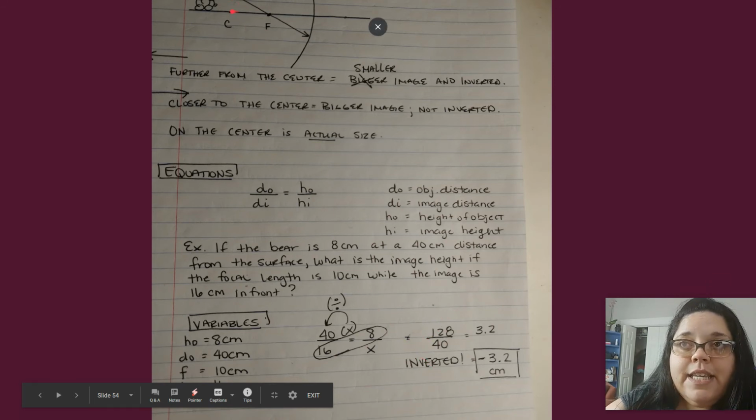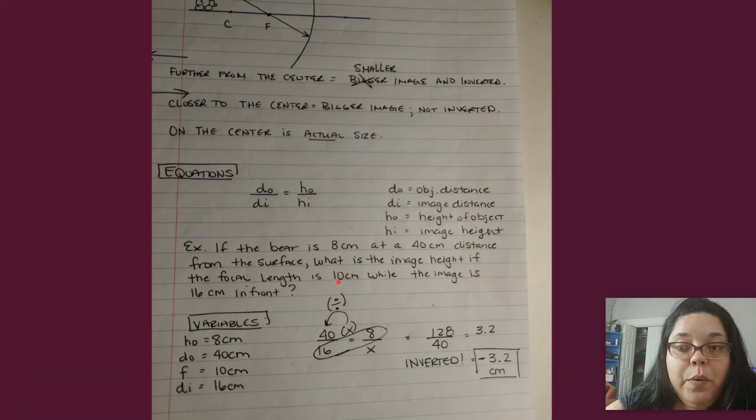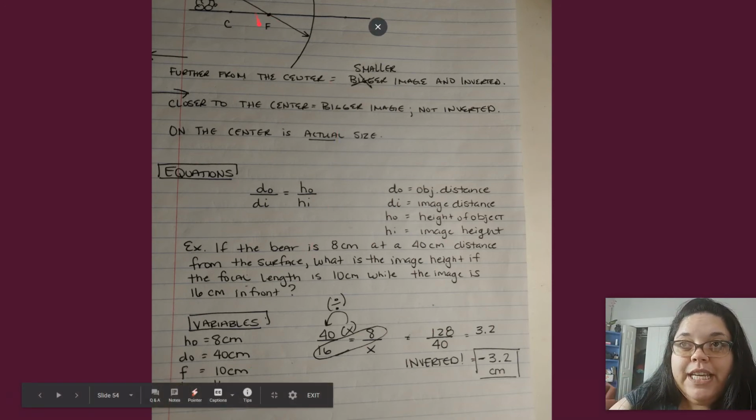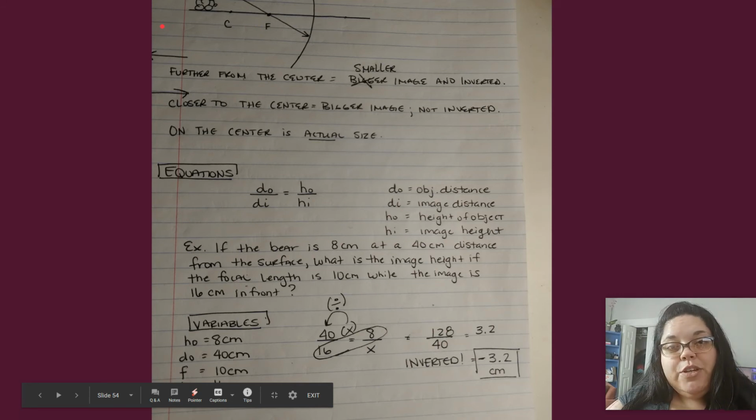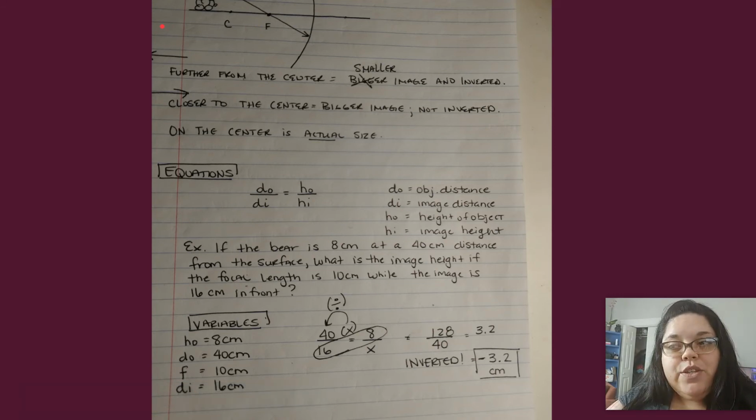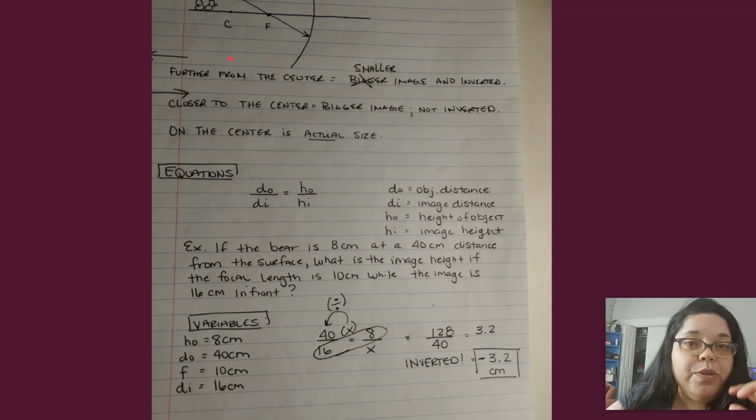But here's the thing: because we know that this is 16 centimeters away from the mirror, and the focal point is at 10 centimeters, that's why the focal point was given to you. The focal point is here, and it's saying that the image is 16 centimeters, which means it's way further back. If it's way further back, that means the image is going to be smaller, which also means that it's going to be upside down and inverted.